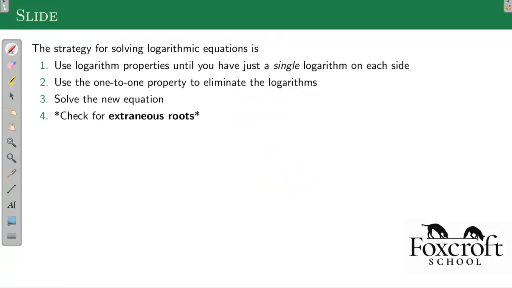All right, so the general strategy: use logarithm properties until you have a single log on each side. Then use the one-to-one property to eliminate the logs. Solve the new equation. For right now, it'll just be a linear equation. And then this fourth one we did not have to do for exponentials, so these were pretty much the 3 steps for exponentials. But for logarithms, we have to check for extraneous roots.